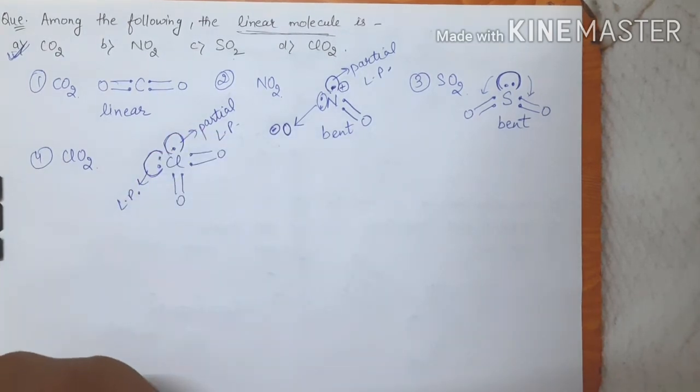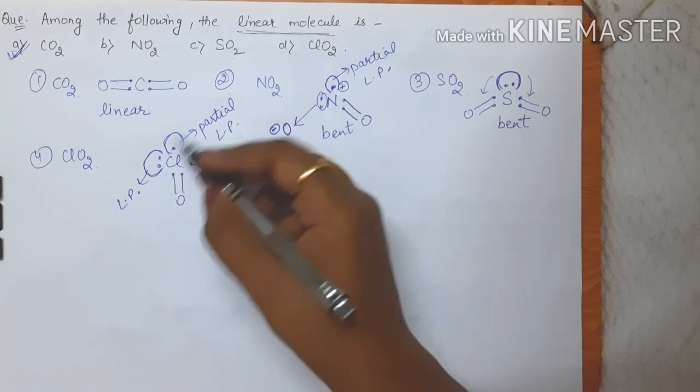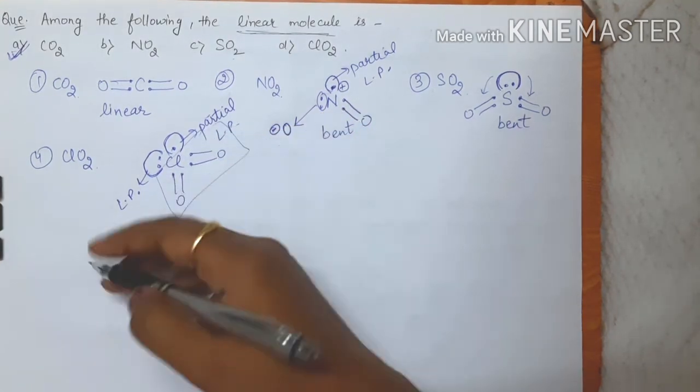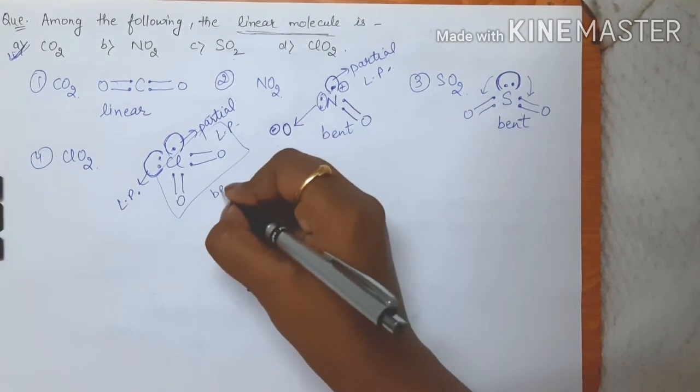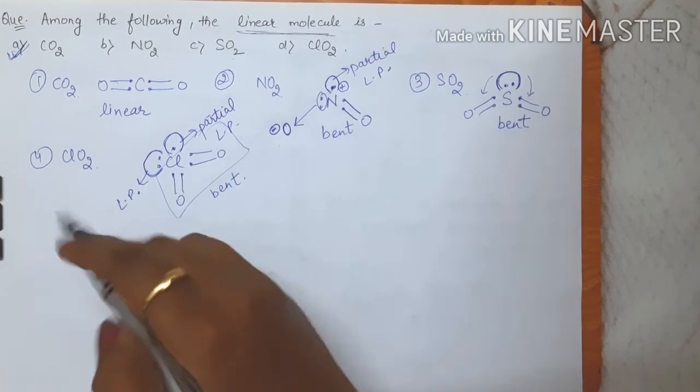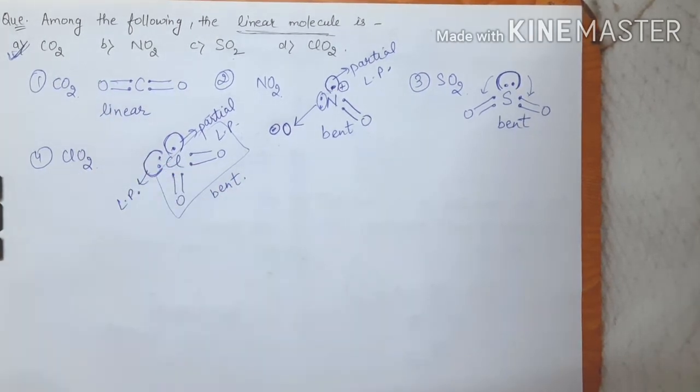So if we have to look for the shape, then we have to ignore these lone pairs. So what will be the shape? Shape will be bent. So the correct option is option A. Right? So now we'll move on to the next question.